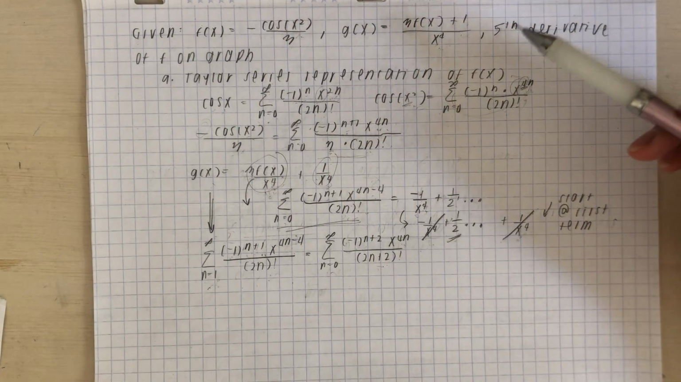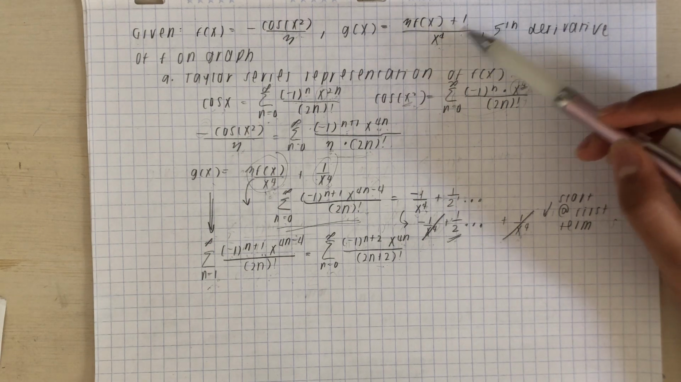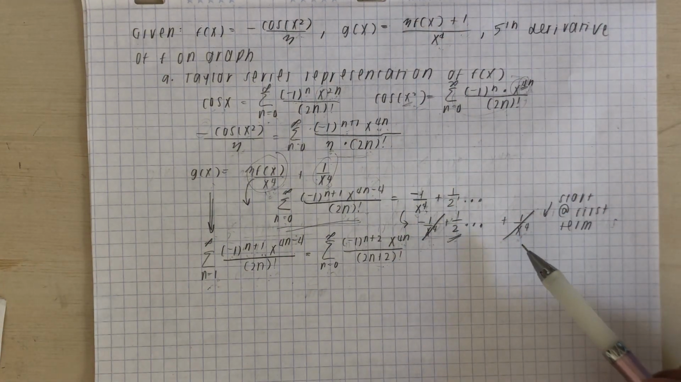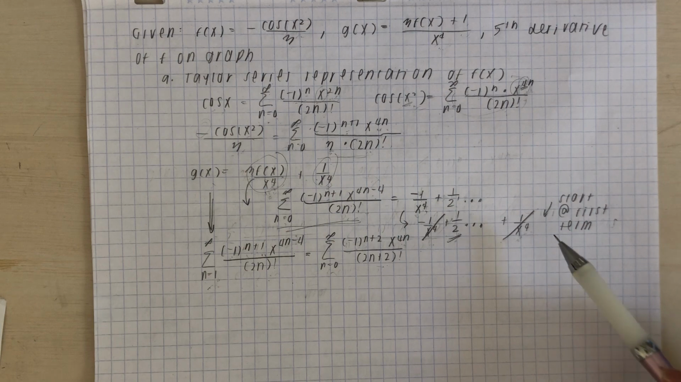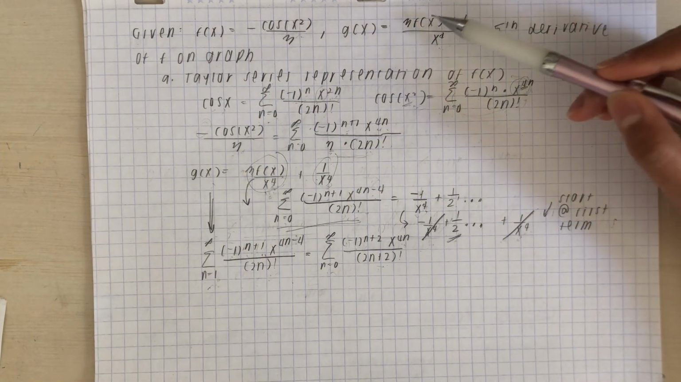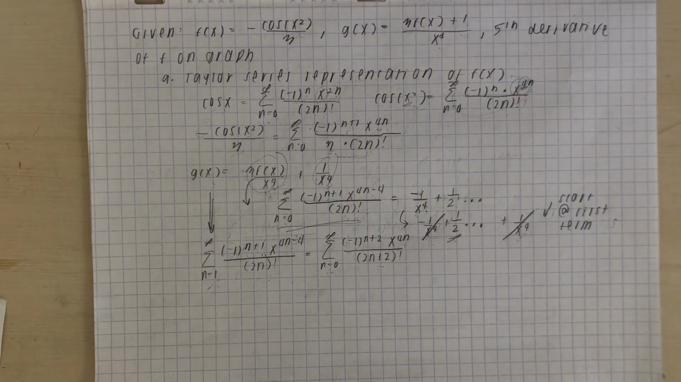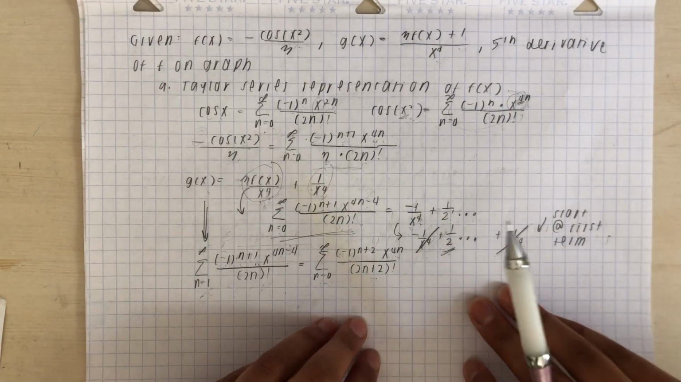This method of splitting up our fraction into two parts and canceling out the 0th term is pretty common when you see functions in this kind of style with two terms added in the numerator and a common denominator, and we're asked to find the Taylor series of that function. So that's all of part A. Now let's go on to part B.